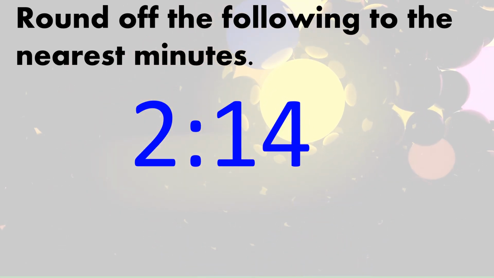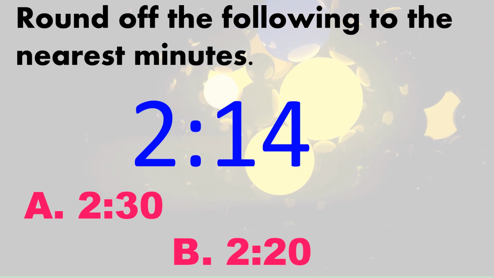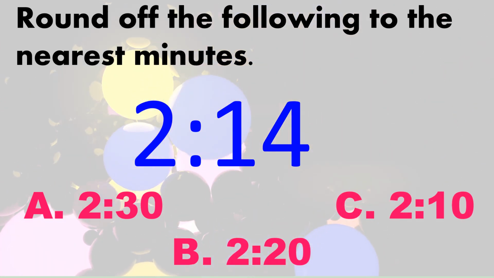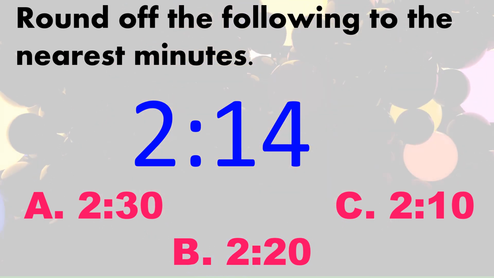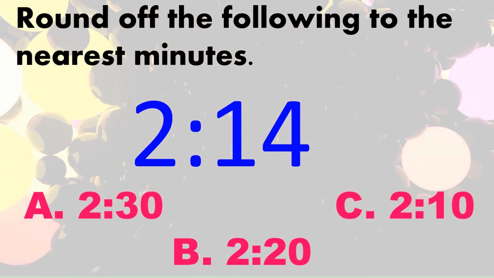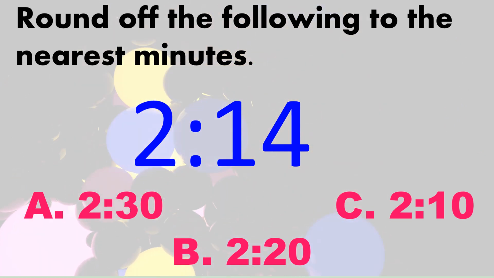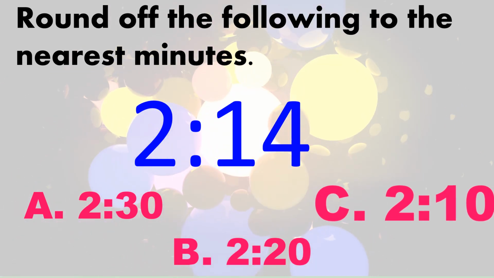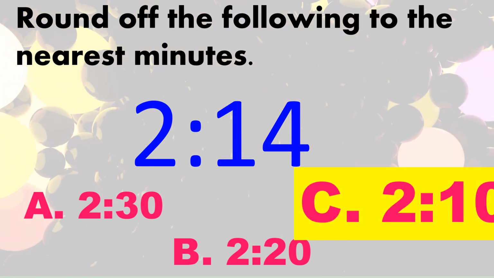Number 3, 2:14. Is it A, 2:30, B, 2:20, C, 2:10? A, B, or C? And the correct answer is 2:10, because 14 minutes will be rounded down to 10 minutes.